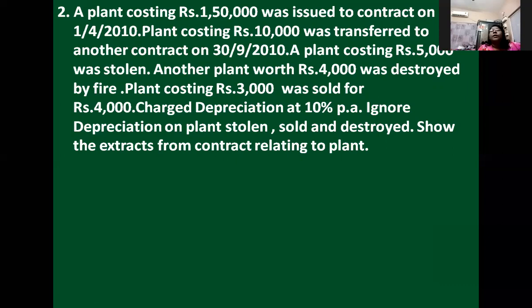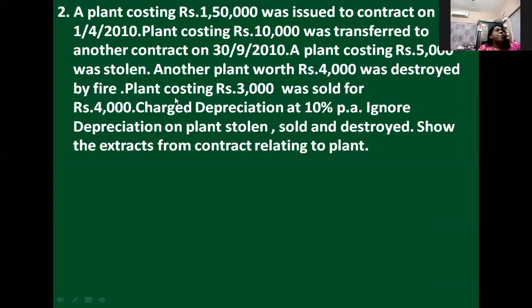As for this problem, the contract started on 1/4/2010, but the plant costing rupees 10,000 was transferred to another contract on 30/9/2010, which means we need to calculate how many months we made use of this particular plant worth rupees 10,000. A plant costing rupees 5,000 was stolen, like the previous problem. Another plant worth rupees 4,000 was destroyed by fire. Plant costing rupees 3,000 was sold for 4,000.